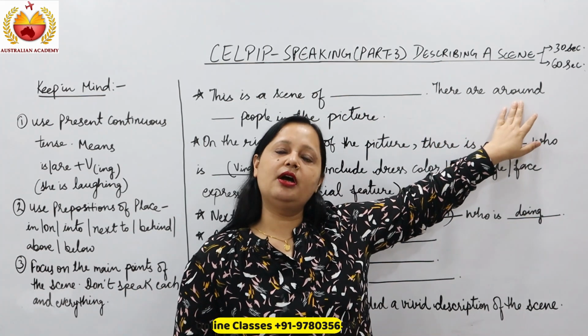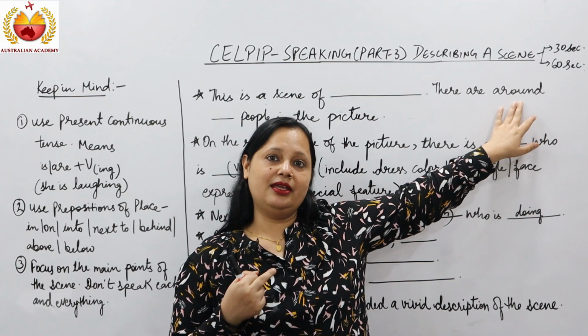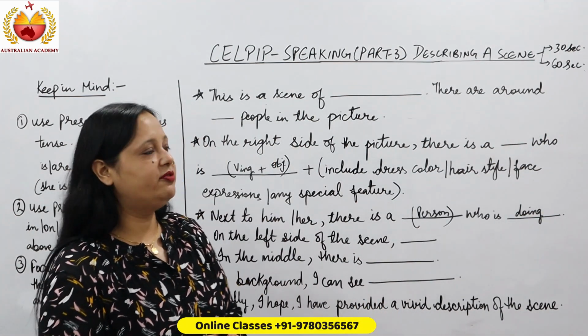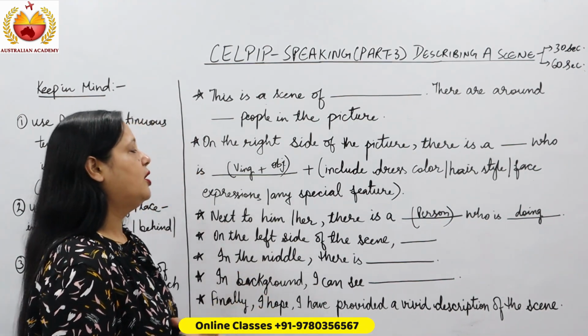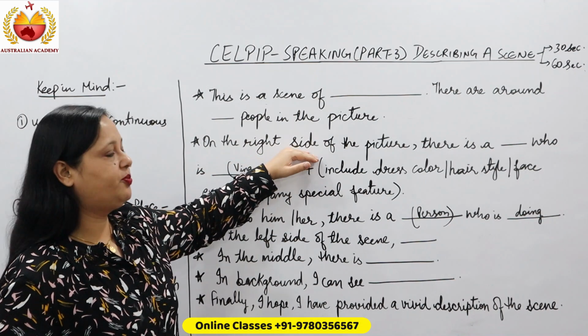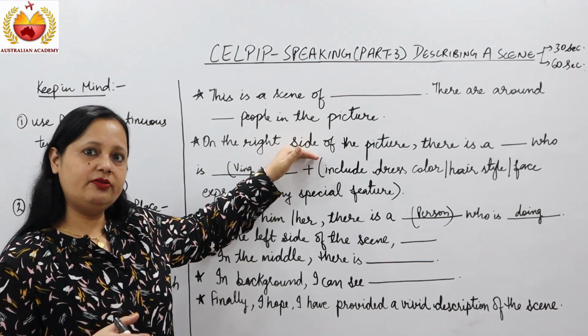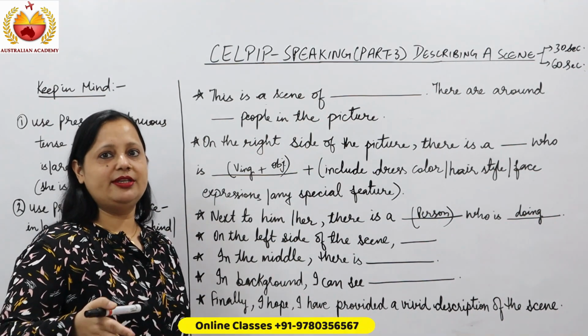Now why are we using "around" here? The very first reason is that it is a preposition, and the second thing is we need not count the exact number. That is why we say around. Okay, first sentence over. Now we'll talk about the right side of the picture. Generally you can make it a thumb rule: whatever the picture is, you start analyzing and speaking from the right hand side.